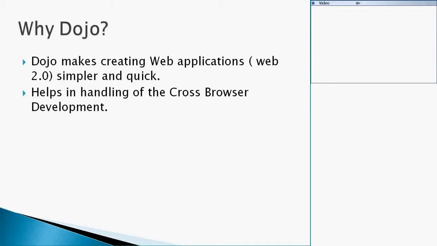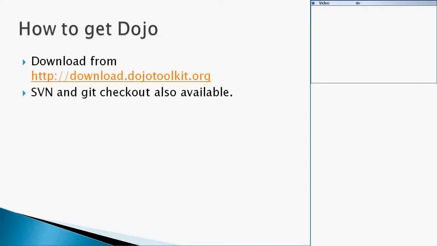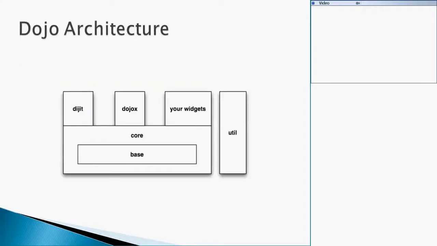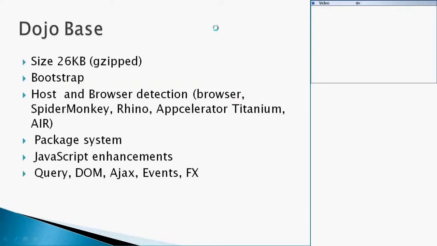So how does Dojo fare in terms of performance, in terms of the extra code it adds? The less code, the better. Dojo also gives you a way to choose how much you want. The base Dojo is only 26 KB when you use script, so it's quite small.